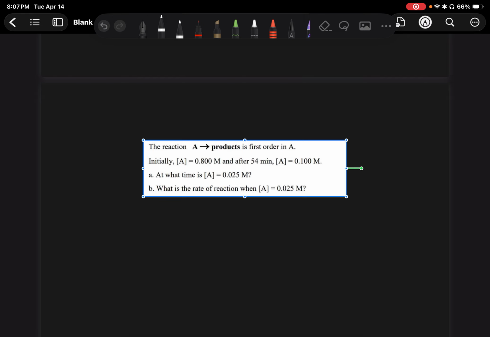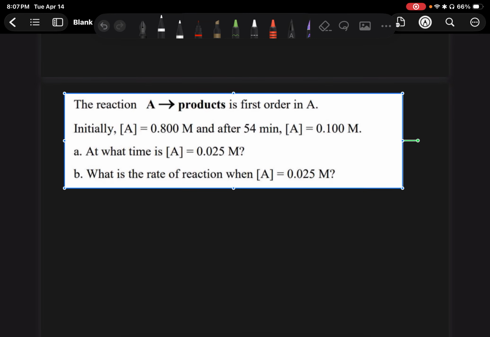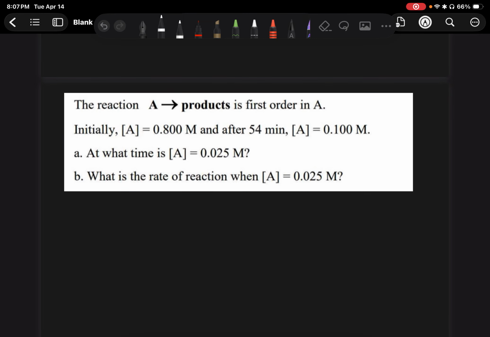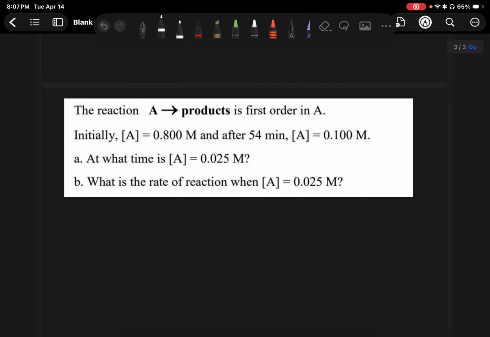Formula sheet. My formula sheet. Okay, let's try figuring this out. The reaction A to product is first order in A. So what do we do with that information? Initially A equals 0.8, and after 54 minutes, A equals 0.1. At what time is A equal to 0.025 moles per liter? What is the reaction rate when A equals 0.025 moles per liter?